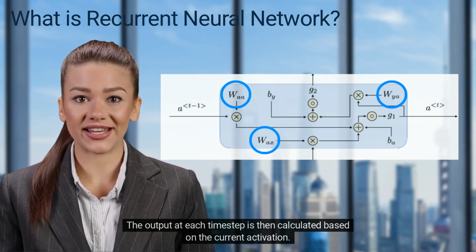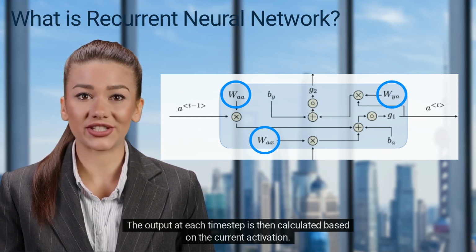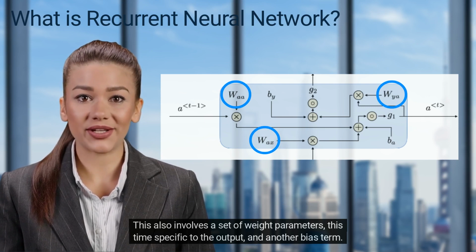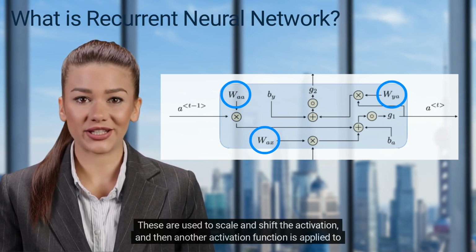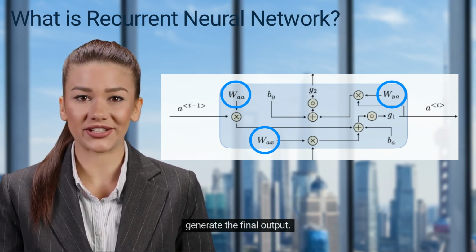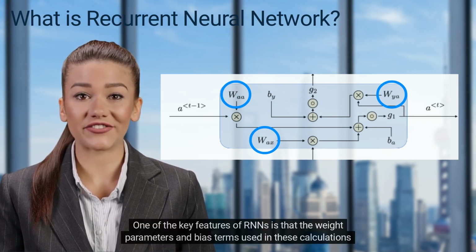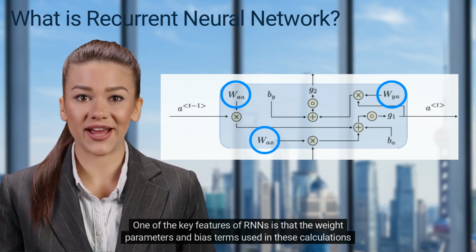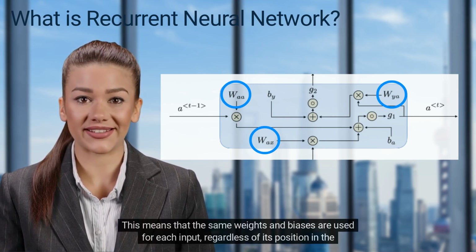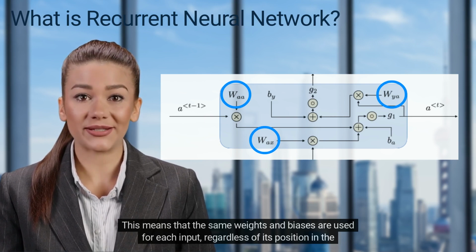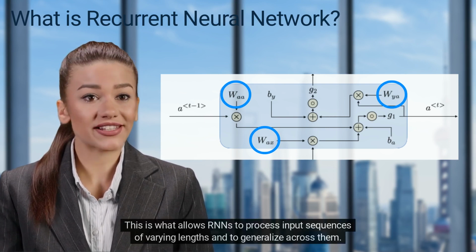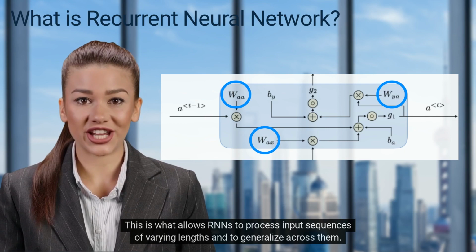The output at each time step is then calculated based on the current activation. This also involves a set of weight parameters, this time specific to the output, and another bias term. These are used to scale and shift the activation, and then another activation function is applied to generate the final output. One of the key features of RNNs is that the weight parameters and bias terms used in these calculations are shared across all time steps. This means that the same weights and biases are used for each input, regardless of its position in the sequence. This is what allows RNNs to process input sequences of varying lengths and to generalize across them.